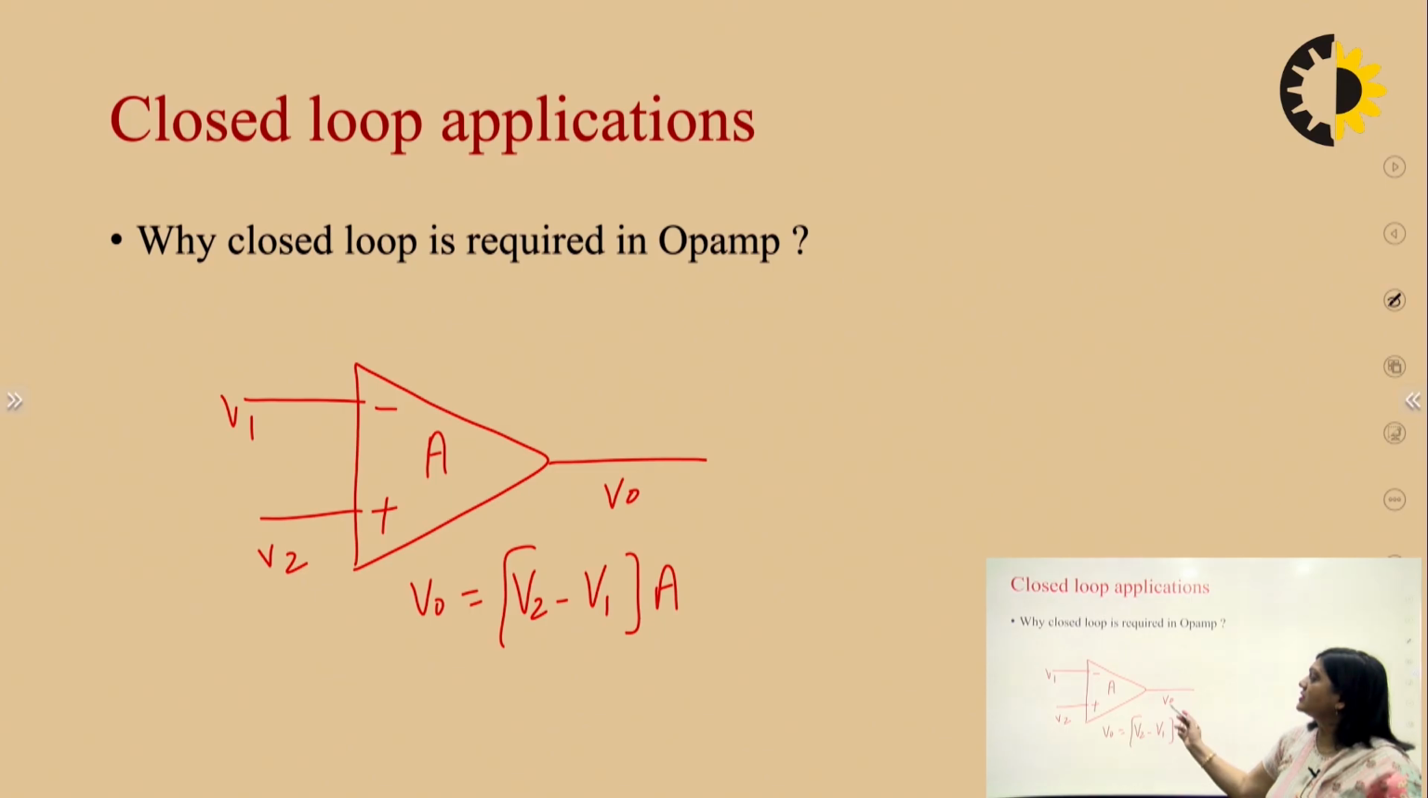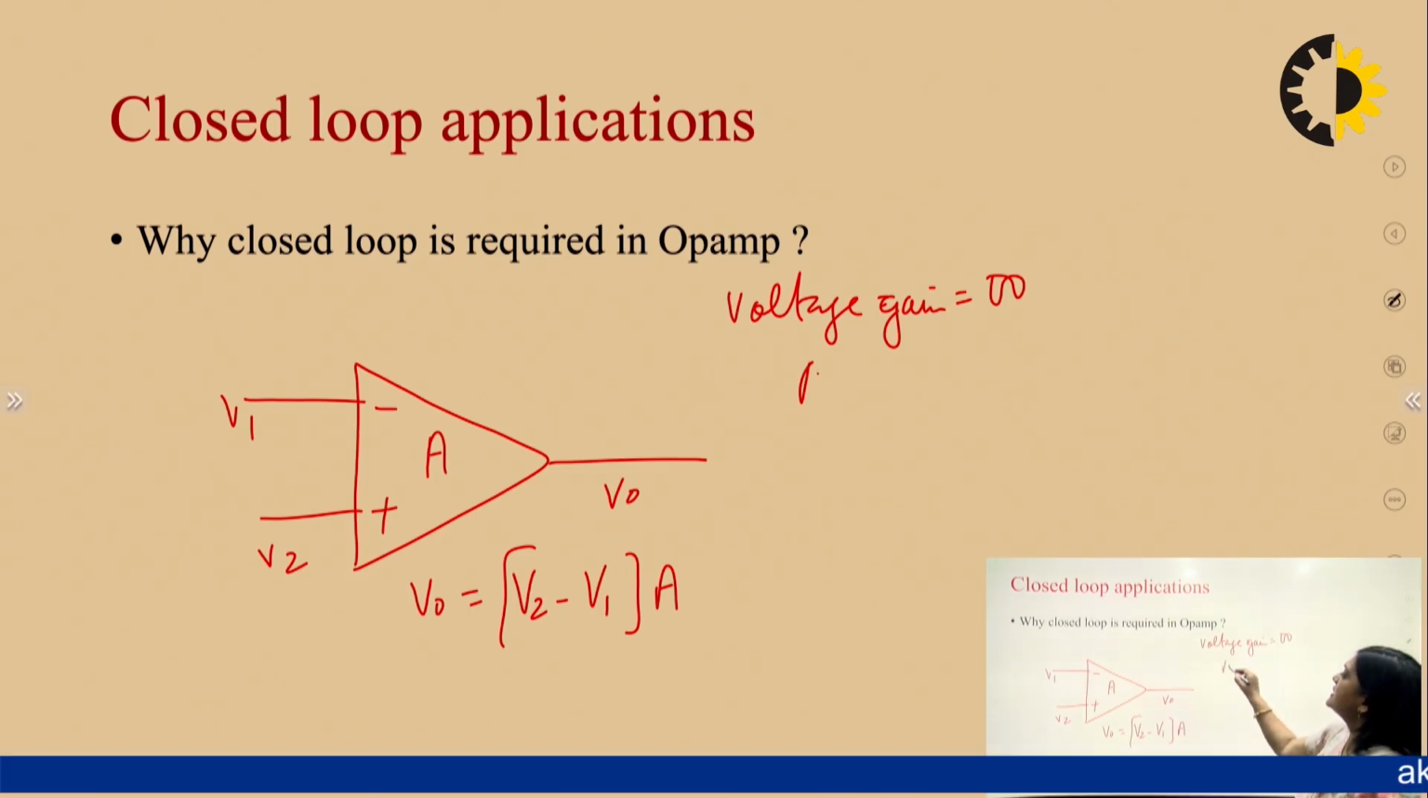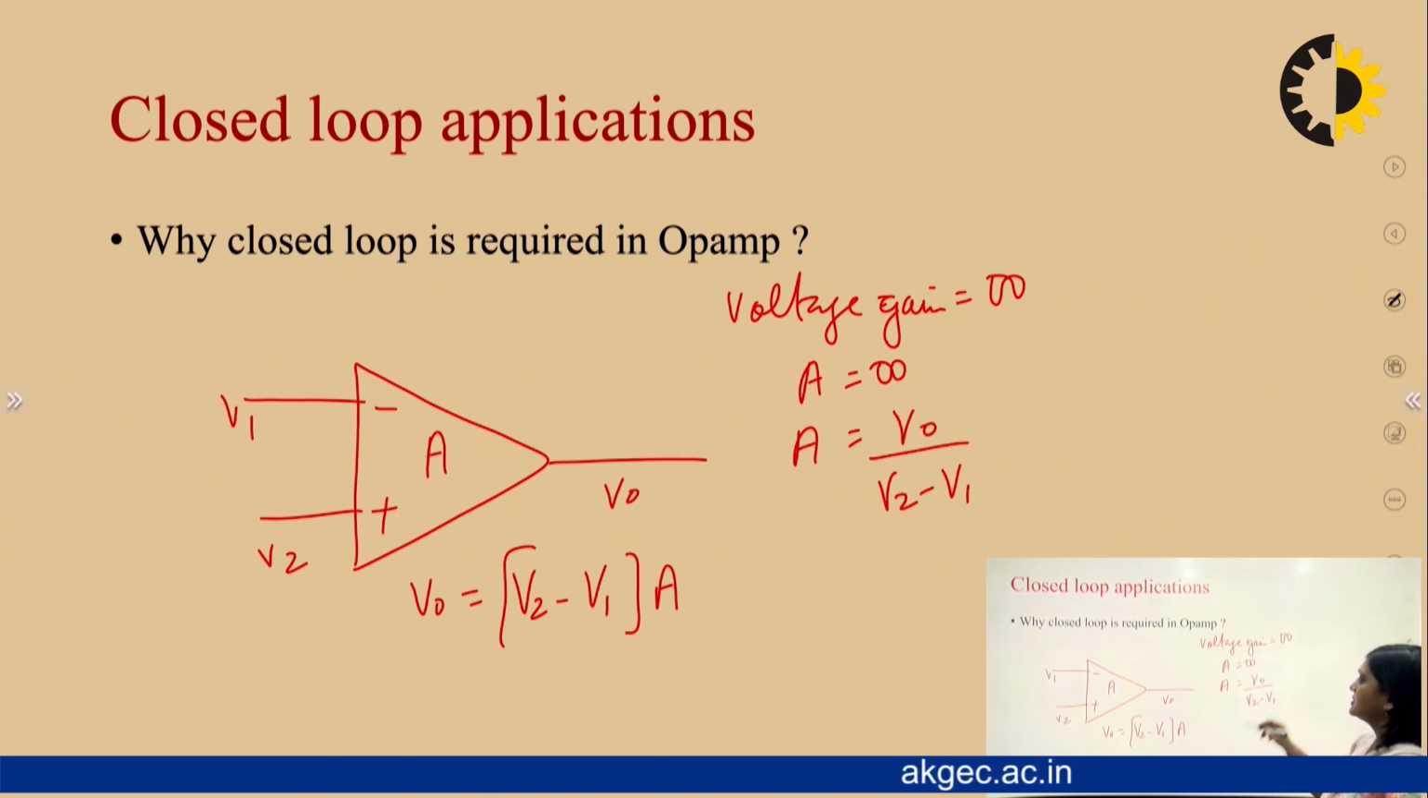So why we cannot use the open loop configuration as an amplifier? Because in open loop configuration we know that the voltage gain of the op-amp is infinite. Voltage gain is infinite in ideal case. So if we see the voltage gain A is infinite here, and we can write A is equal to V0 upon V2 minus V1. So if this A is infinite, for any value of this V2 minus V1, the output will be high because the gain is infinite.